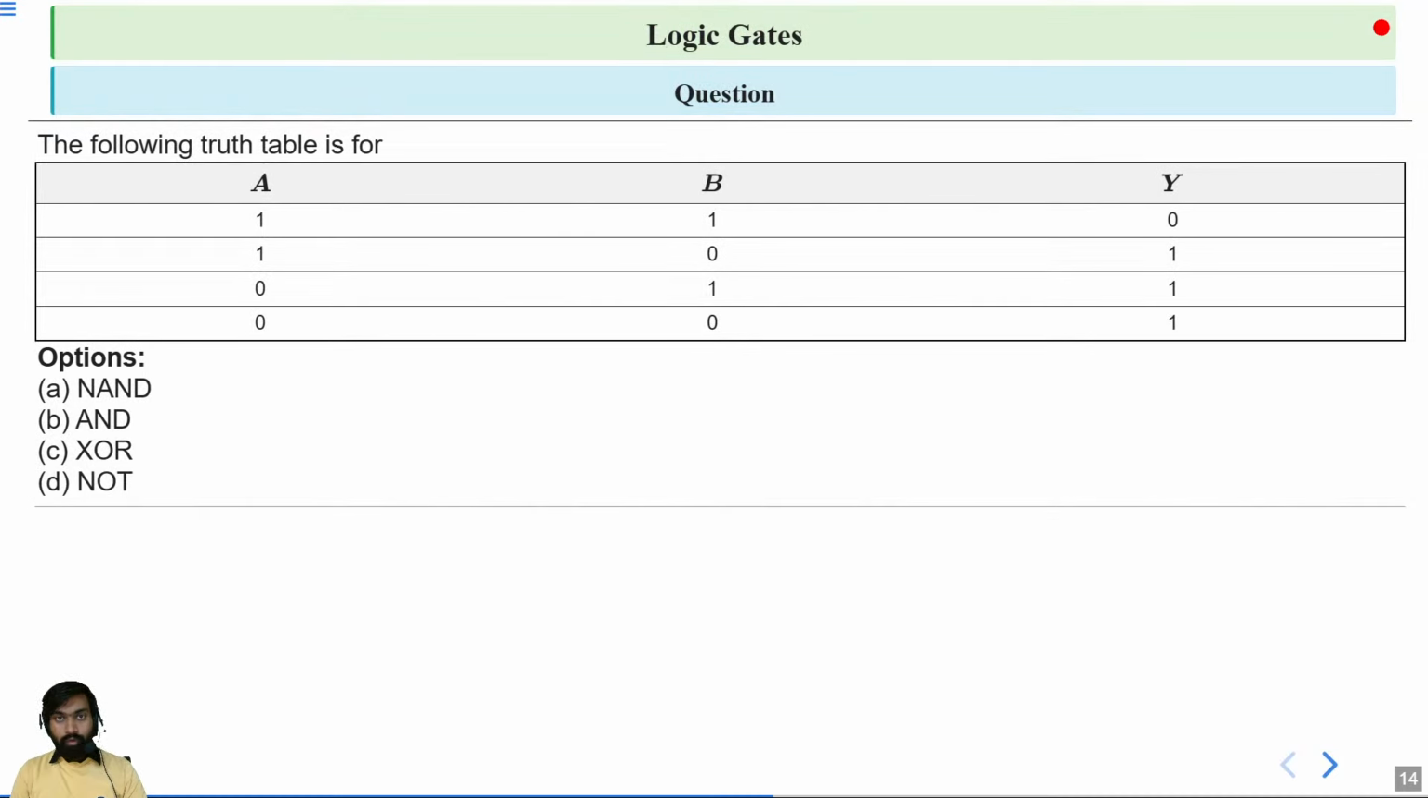Next question. The following truth table is for what? The question gives a truth table with inputs A and B and output Y. It asks you to identify which logic gate corresponds to the given truth table. You are provided with four options. Option A, NAND gate; option B, AND gate; option C, XOR; and option D, NOT gate. So which option is correct? Please solve this question, everyone. Which one is correct?